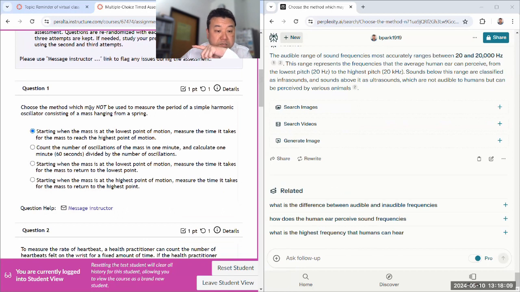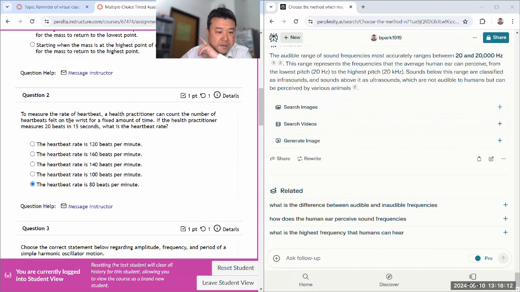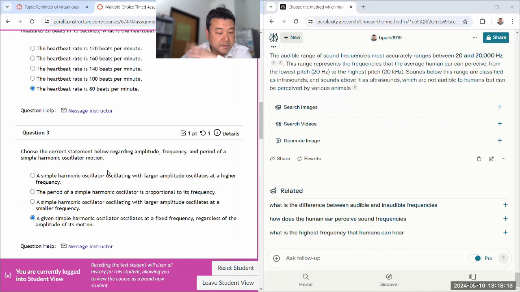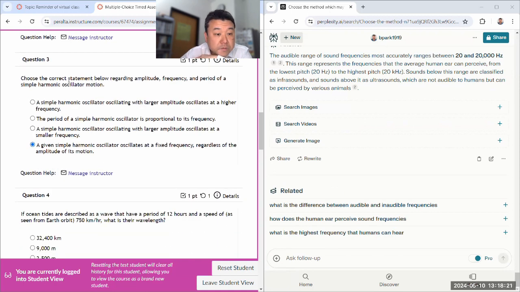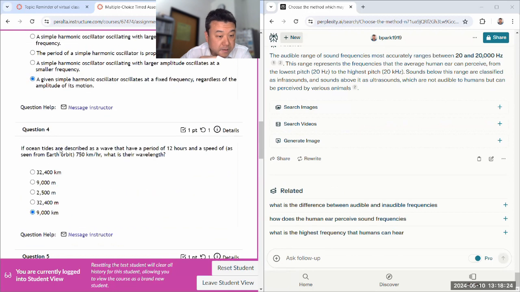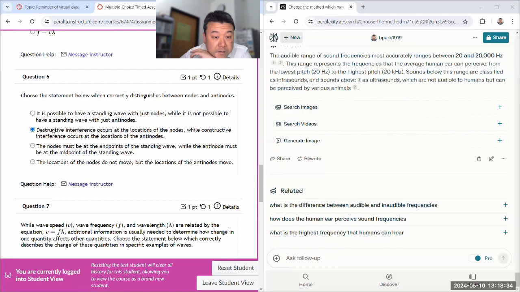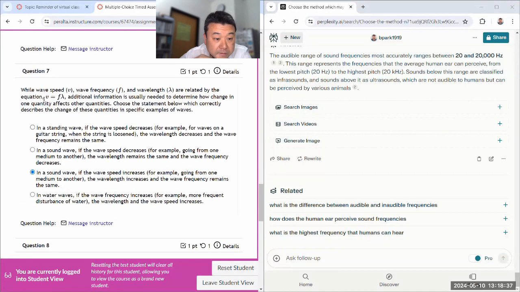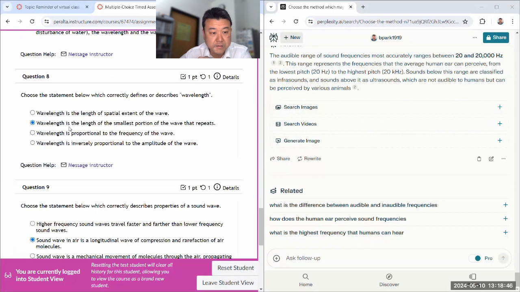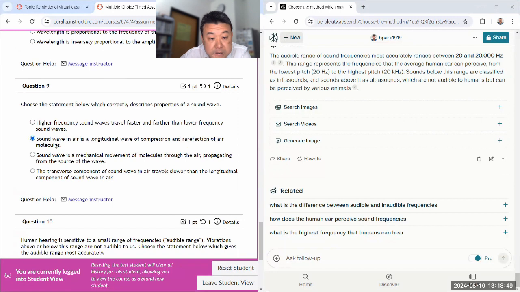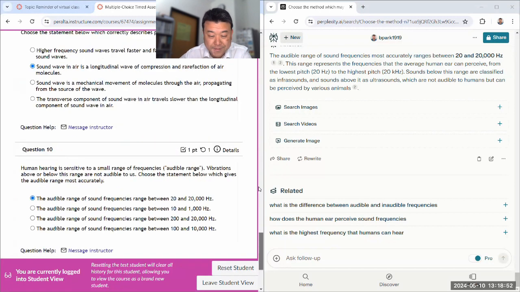So let's see, which is not. Yeah, I think I said that that's correct. Yeah. So 20 bits in 15 seconds, that's a quarter of a minute, so times 4, that's 80, good. Amplitude, frequency, and period, given, regardless, yeah, that's correct. I think I worked it out before. Frequency is v over lambda, yeah, that gives the correct unit, so that's right, I think. Statement between, yeah, that's correct. Oh, is it gonna get everything correct? Sound wave, wave speed increases, then wavelength, and the... Yeah, frequency generally remains the same, so that's correct. Yeah, that's correct. That's correct. Yeah, I think it got everything correct.